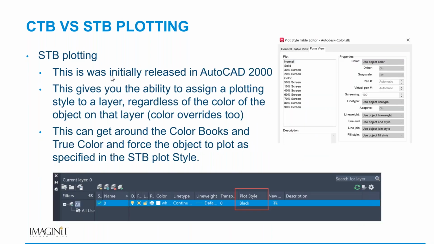STB plotting. So this was initially released in AutoCAD 2000. This gives you the ability to assign a plotting style to a layer, regardless of the color of the object on that layer, and color overrides too. So you can get around the color books and the true color and force the objects to plot using the specified plot style. And how you can tell the difference when you open up a drawing and you go to the layer dialog: if you see a plot style in your layer palette, you are plotting STB. If that plot style is missing, you're CTB. That's the easiest way to figure it out.